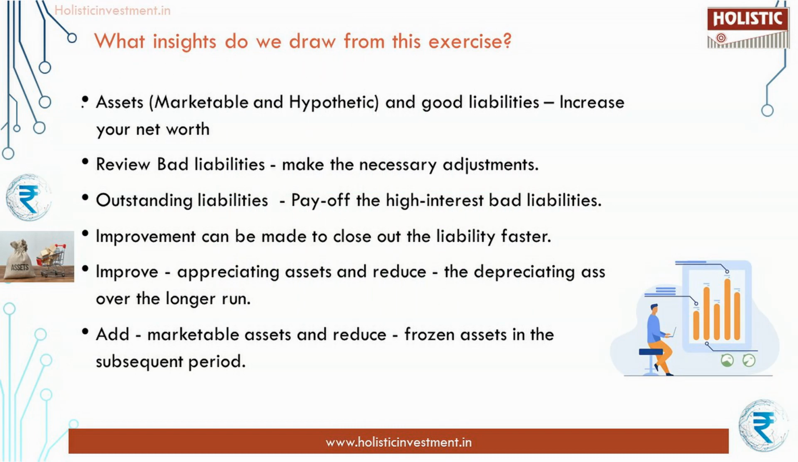What insights do we draw from this exercise? If your assets, that is marketable and hypothetical assets, and also your good liabilities have contributed positively to your net worth, then you are on the right path. If your bad liabilities have taken the upper hand, then it's time to review what went wrong and make the necessary adjustments. We can also infer which type of liability could be closed out first by comparing the outstanding liabilities between the years. The right approach would be to close off the high interest bad liabilities. We can also infer how we have worked on reducing the liabilities in the past year and where exactly an improvement can be made to close them out faster.